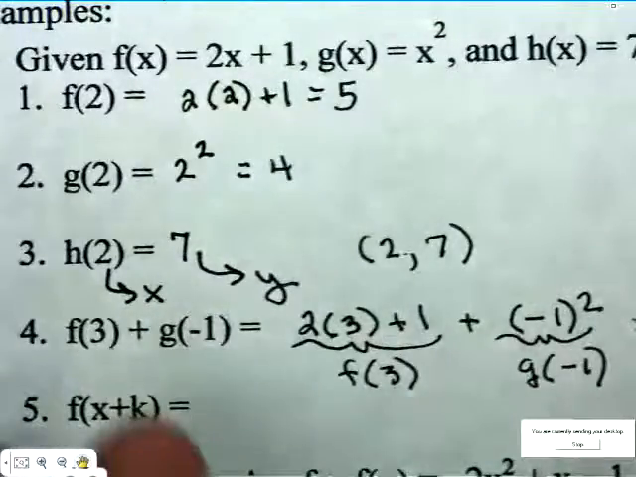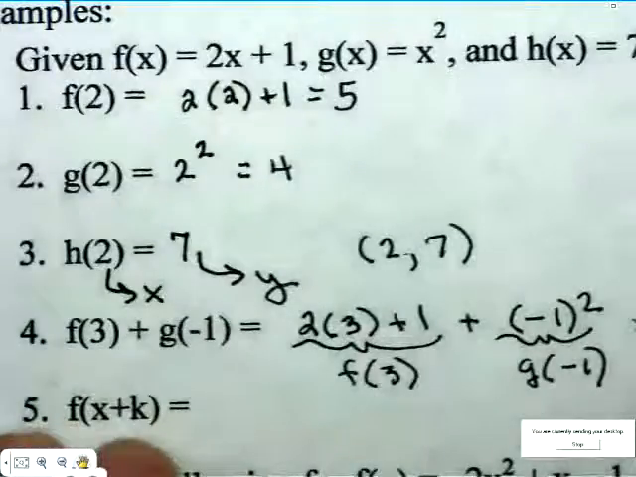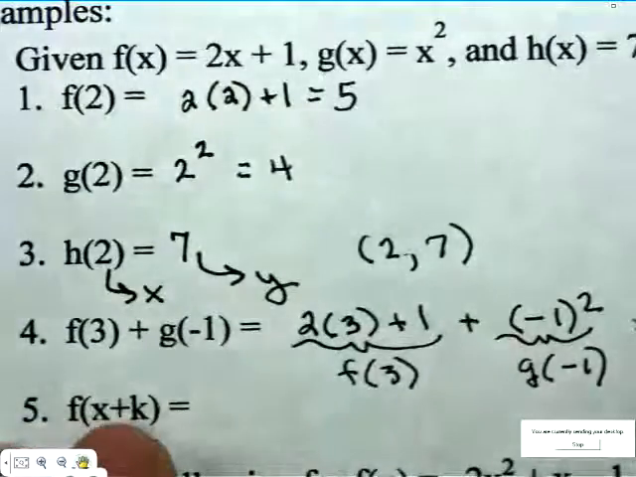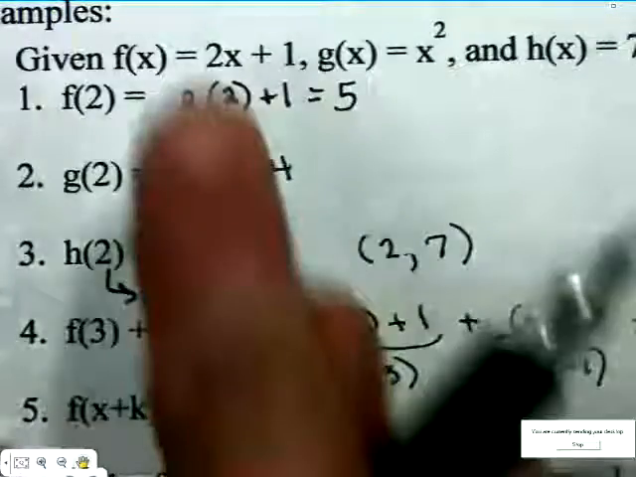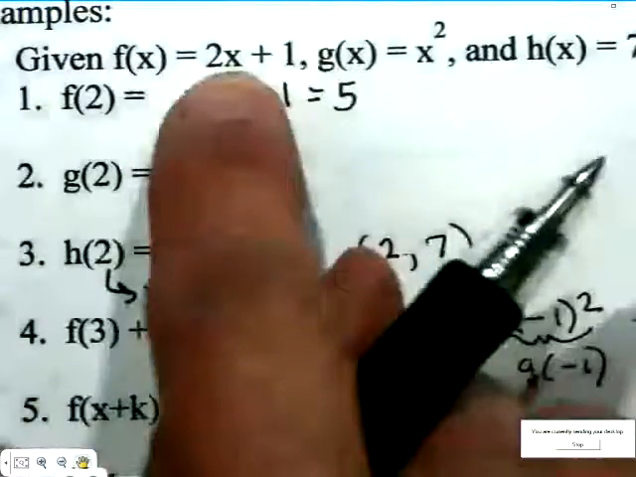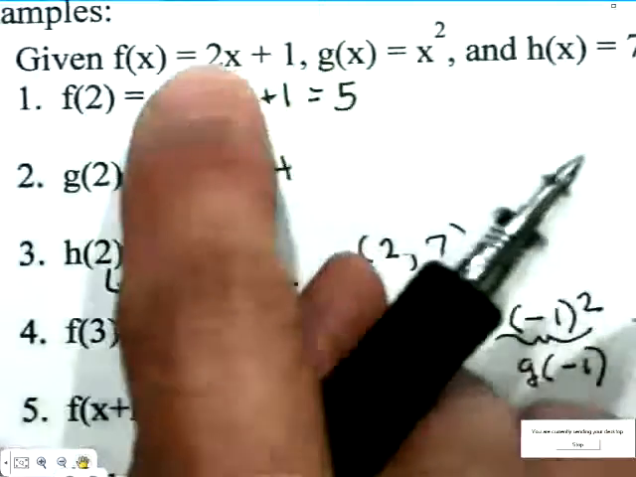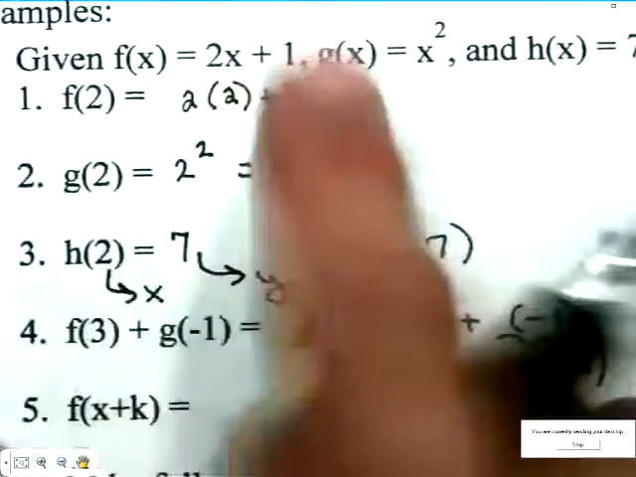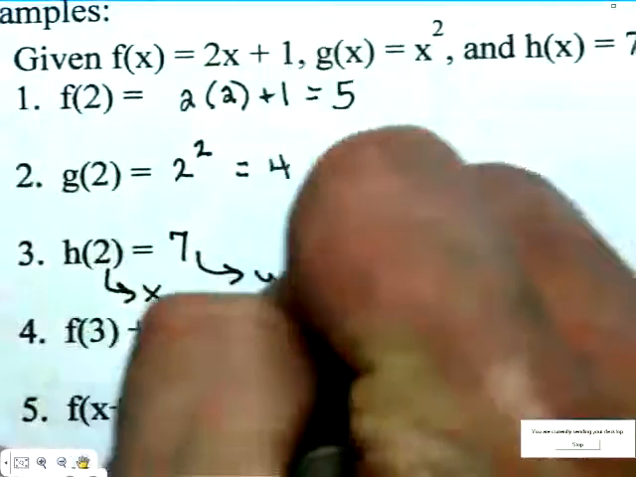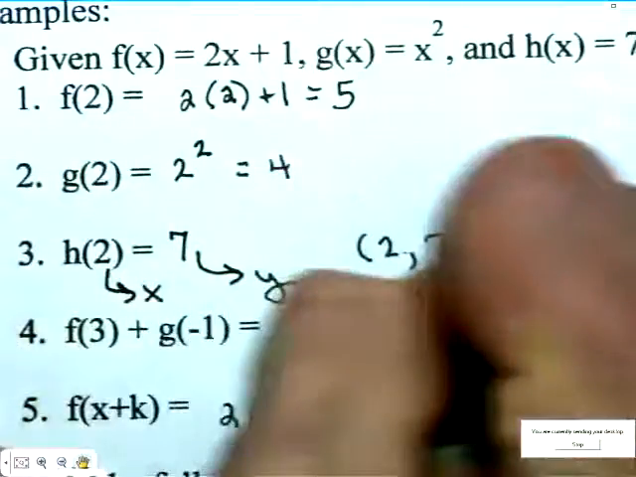For here, it's just a little practice problem, making sure that you understand f of x plus k means put x plus k in the place of x. So instead of 2x plus 1, we have 2 times x plus k plus 1.